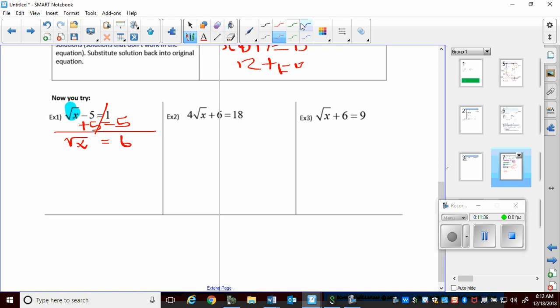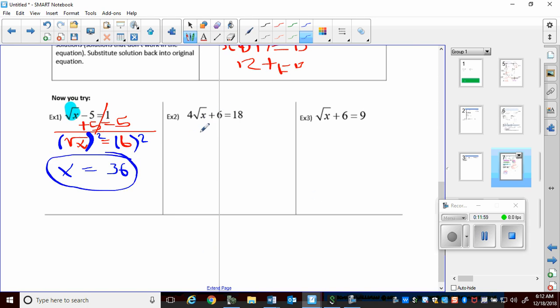Now, in order to finish solving for this radical, I have to square both sides because there's no number to multiply or divide, so I skip that step. Okay, and I get x equals 36. Final answer.